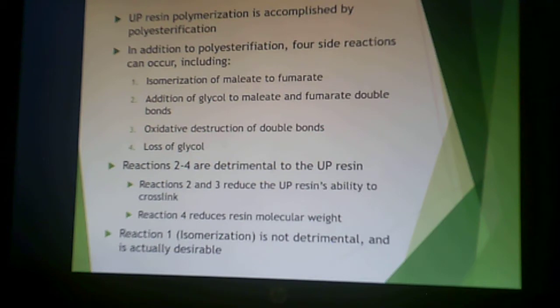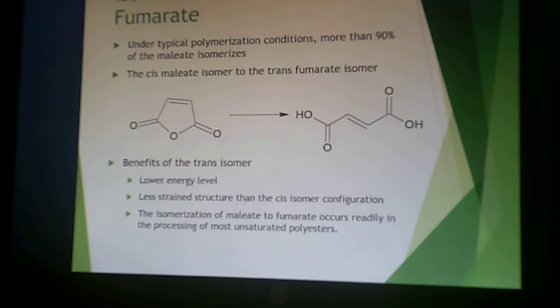And reaction number 4, you're losing one of your monomers, so that reduces your molecular weight, so you have a weaker polymer. However, reaction 1 is not detrimental. In fact, it's actually desirable, and that's why certain glycols are chosen instead of others, and I will go on to explain that. So this is isomerization of maleate to fumarate.